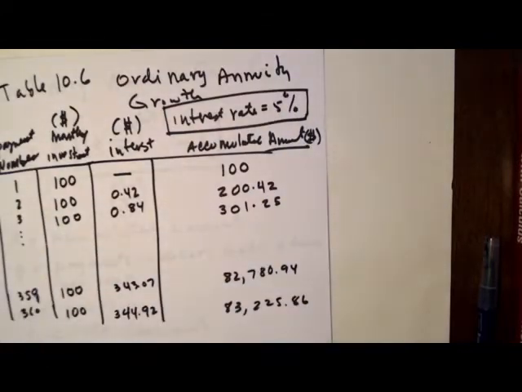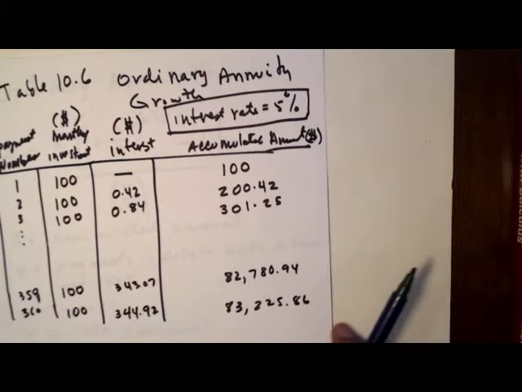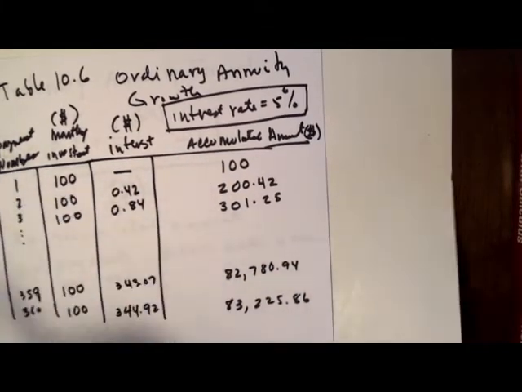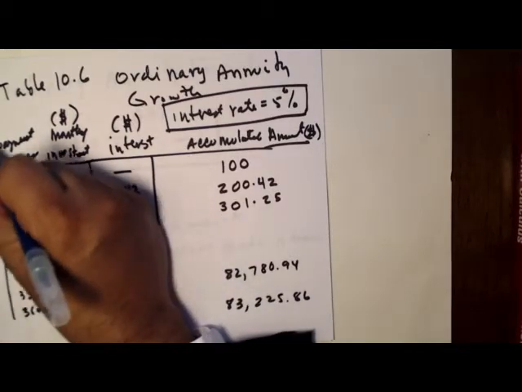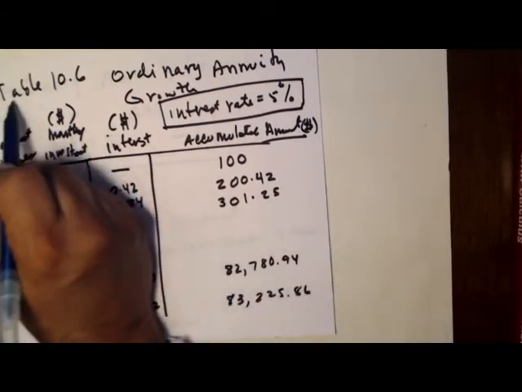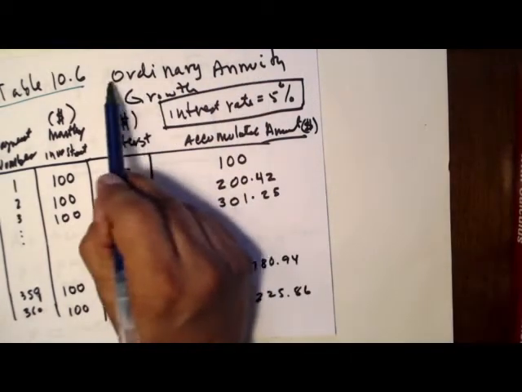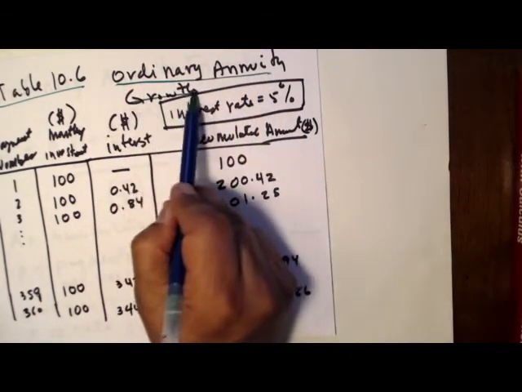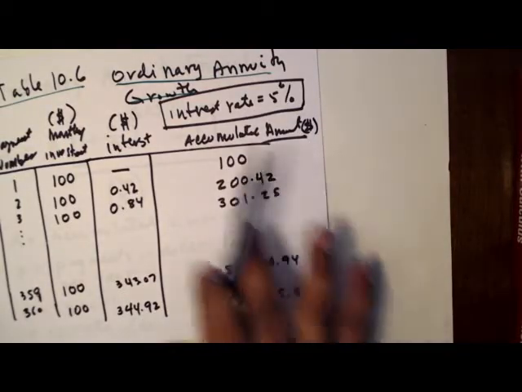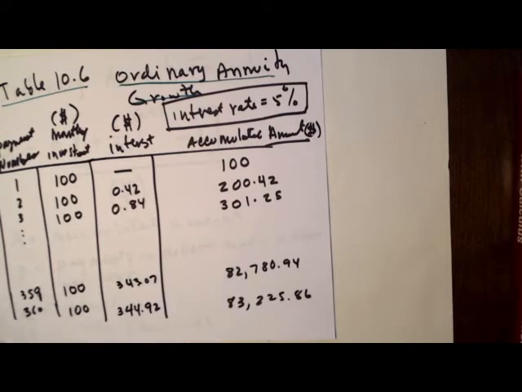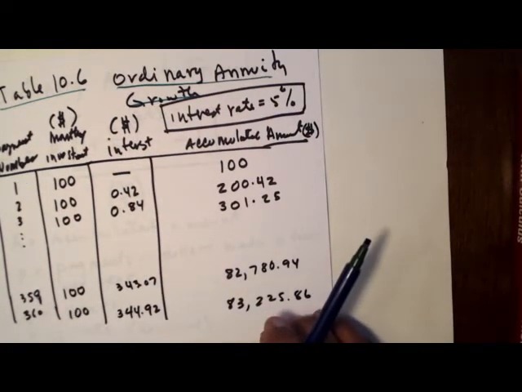In the book, we have some examples, and as an explanation, they show you page 619, table 10.6 on ordinary annuity growth, right? So this is how we're going to grow, as I said earlier in the drawing, right?